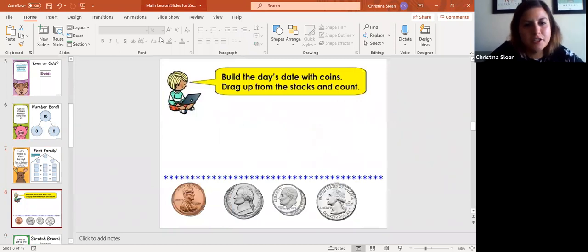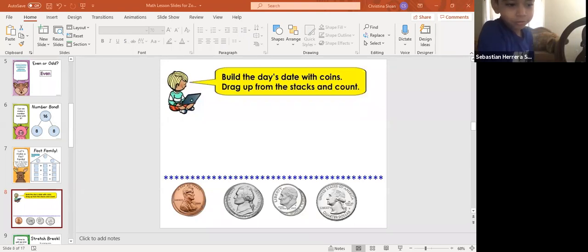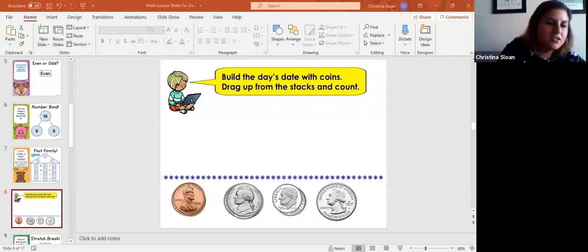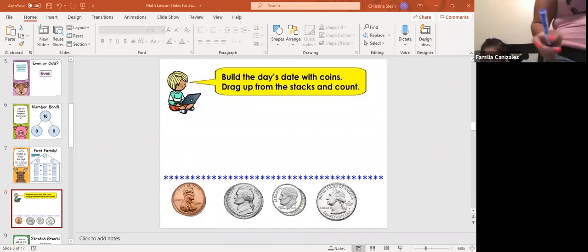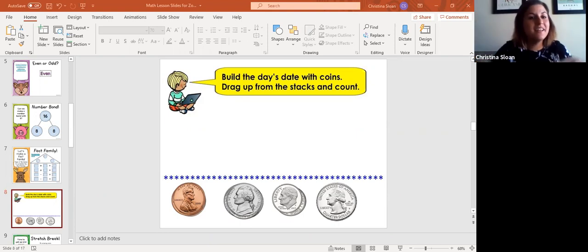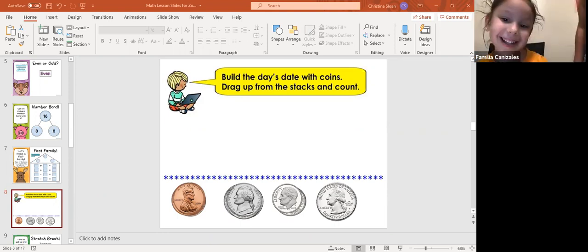Next, we are going to make 16 cents using coins, but before we do that, we are going to do our coin chant. So I'm going to unmute everybody for a moment so that we can do our coin chant together. So you can go ahead and press unmute. And I'll start it off. Let me turn my volume down a little bit though. All right, ready? Go. Pennies, nickels, dimes, and quarters.